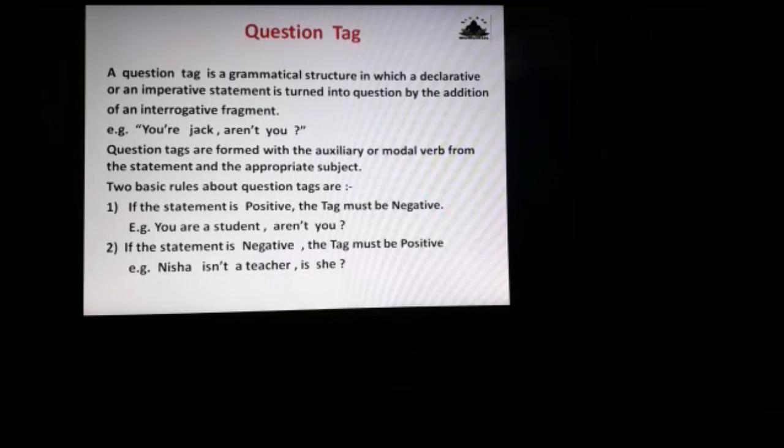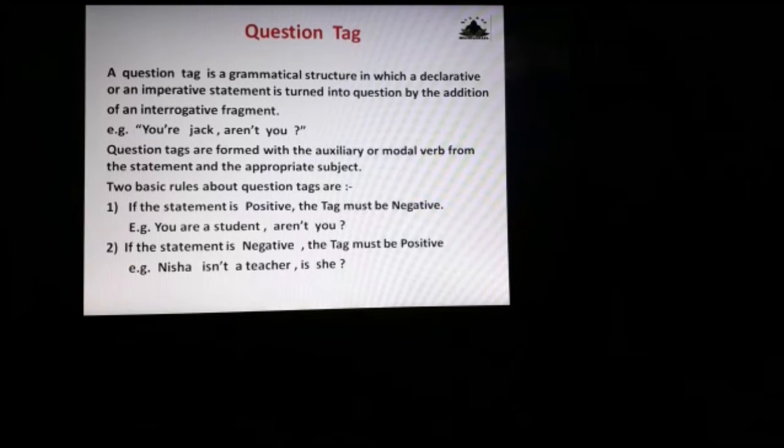Now, question tags are formed with the auxiliary or modal verb from the statement and the appropriate subject. That means whenever you are asked to put a tag in a sentence, you need to read the statement very carefully, and from that statement you pick out the auxiliary or modal verb, whichever is there in the statement, and also note the appropriate subject. These things are important.